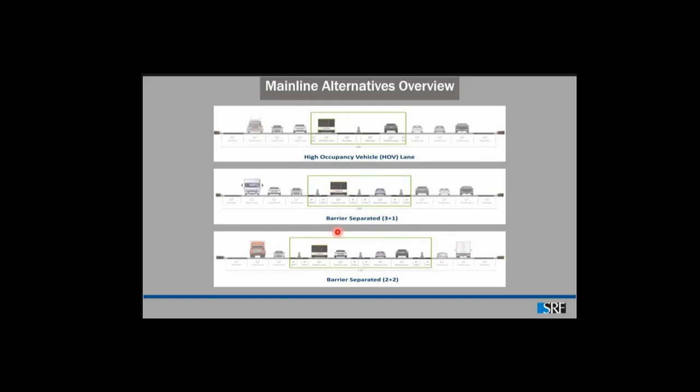We have our HOV option, so only HOV vehicles will use the additional lane that we added. And lastly, we have our two barrier separated options. We have three traveling lanes and one barrier separated lane, and another is two traveling lanes and two barrier separated lanes.